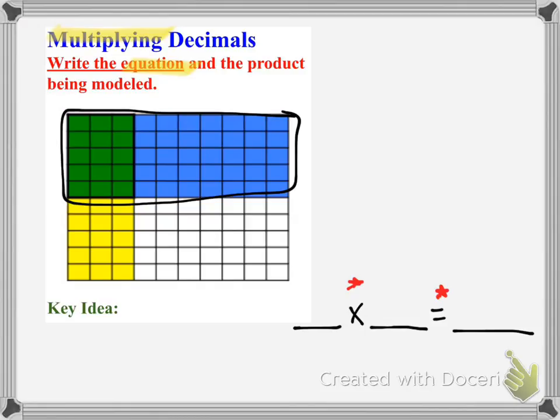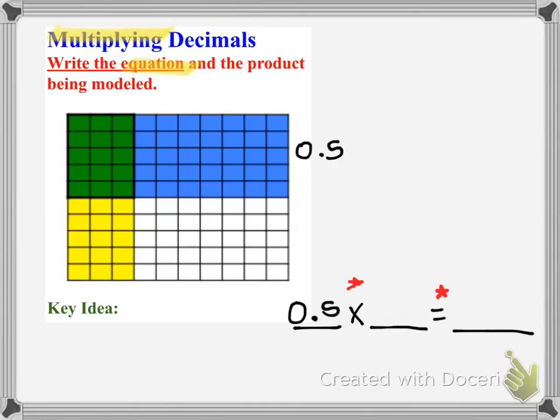I want you to look at the blue section. You have 5 rows, so those 5 rows represent 5 tenths. So that's going to be one of the factors that we have to multiply, and that's a star. The yellow section, you have 3 columns, so those 3 columns represent 3 tenths. So that's the second factor, and that's a star.